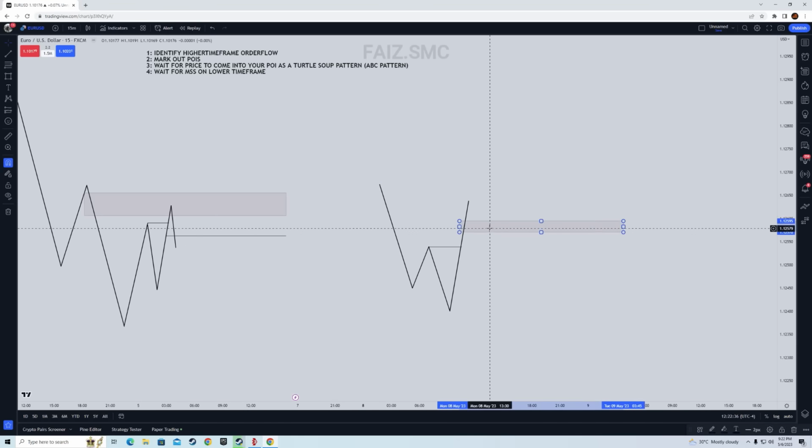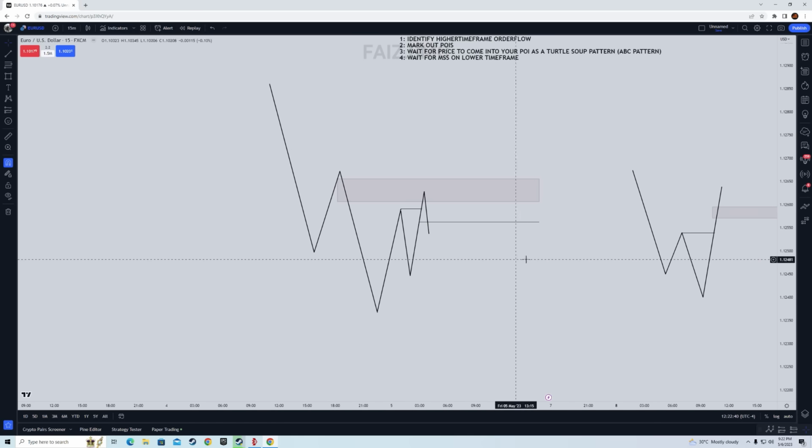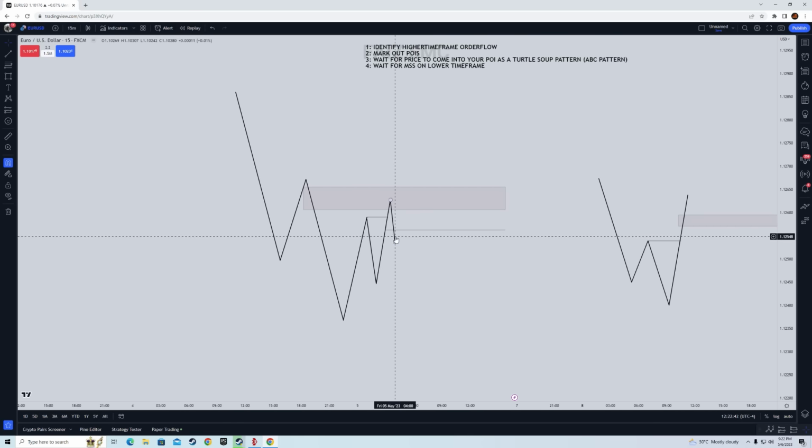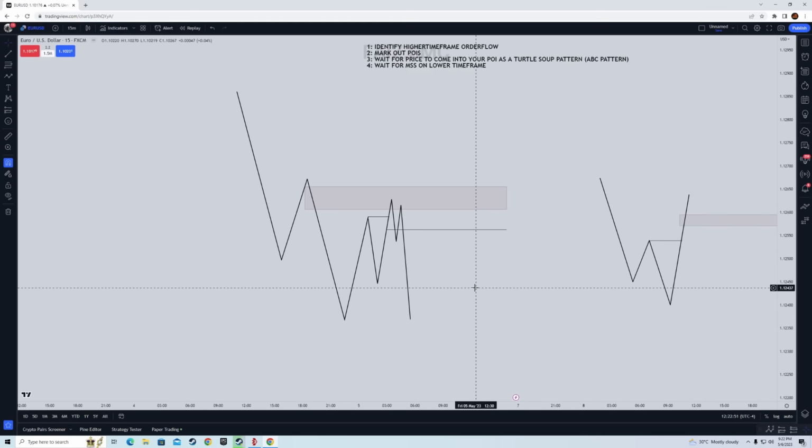If there is a gap here, that is inefficiency, guys. Okay, never mind. Let's get back to the video. So you have a market structure shift here, and then you essentially take your entry from here and target this level or maybe this level.